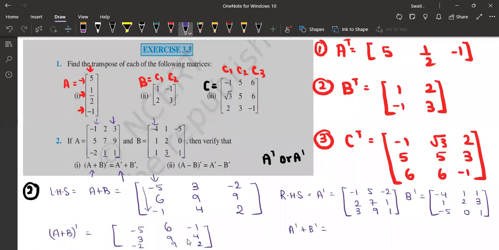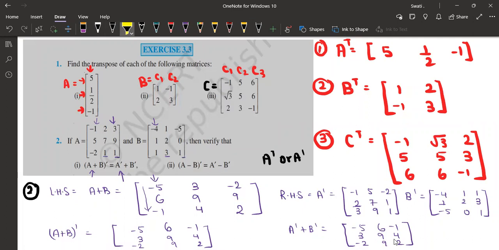So we simply have to add them. Okay, so let's add it. Corresponding entries will get added. So -1 plus -4, that is -5 only. Next is 5 plus 1, that is 6. Next is -2 plus 1, that is -1. Next is 2 plus 1, that is 3. Next is 7 plus 2, that is 9. Next is 1 plus 3, that is 4. And next is 3 minus 5, that is -2. 9 plus 0 is 9. 1 plus 1 is 2. Now, this is our RHS.